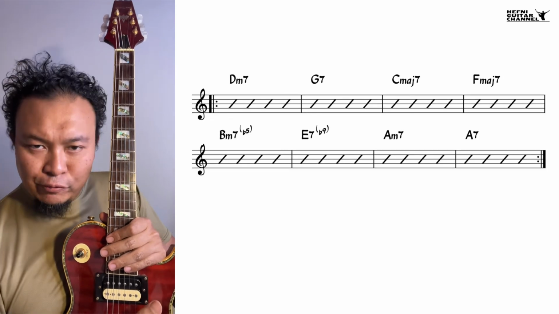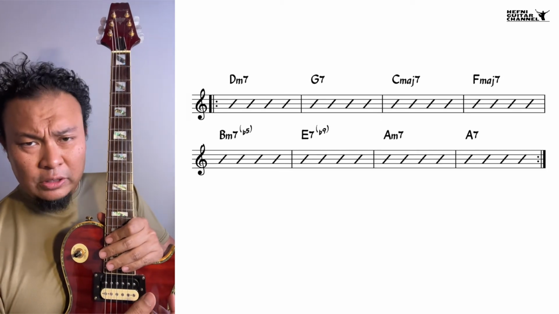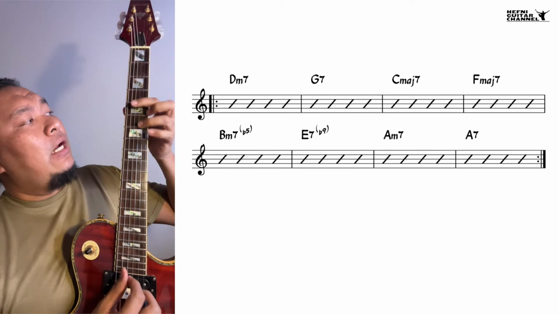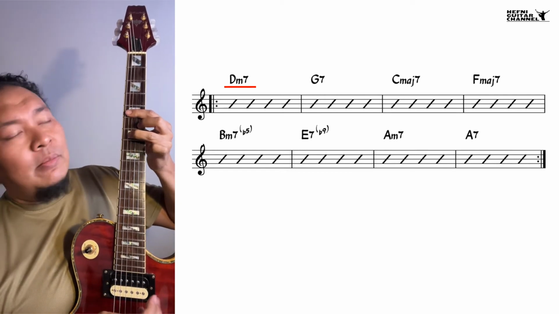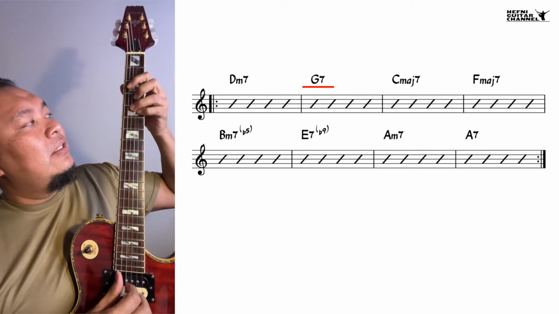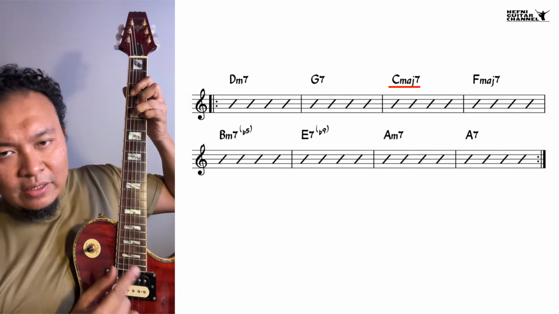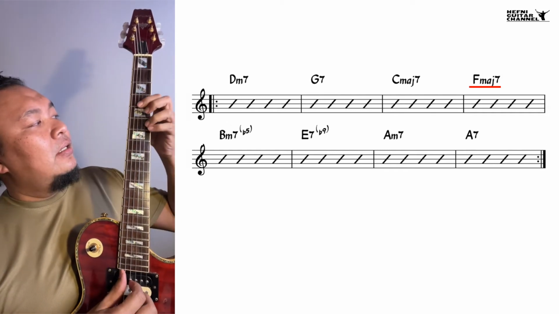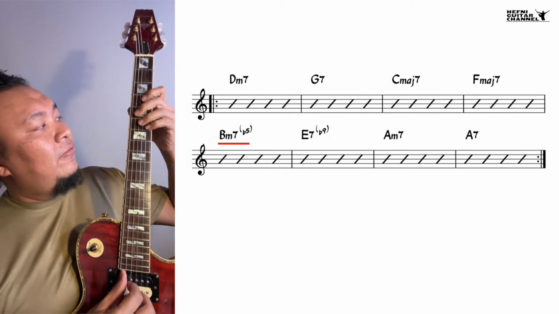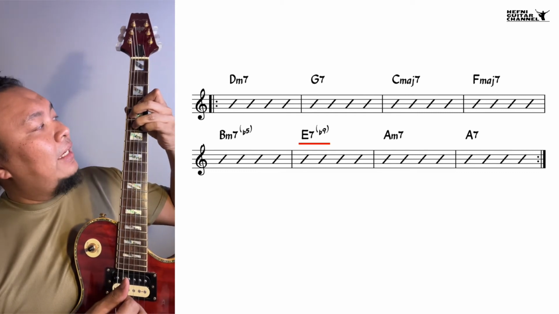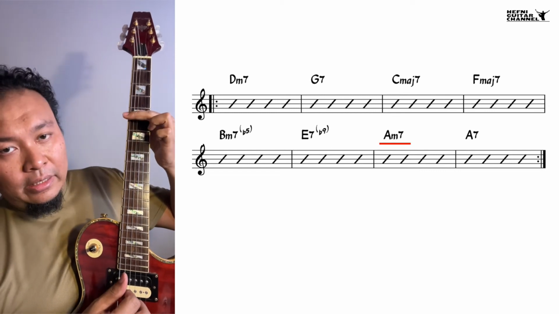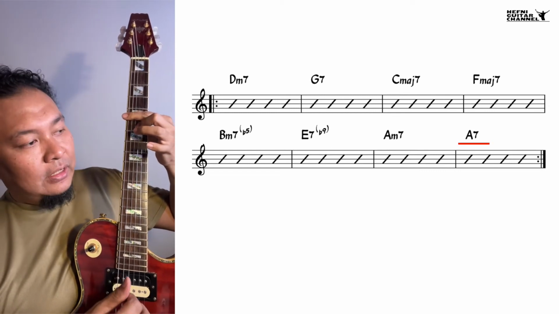Okay, so now let us look back again at the circle of fifths progression that we've been learning all this while. Okay, we are using D minor 7, G7, C major 7, F major 7, B minor 7 flat 5, E, D7 flat 9, and A minor 7, and then A7.